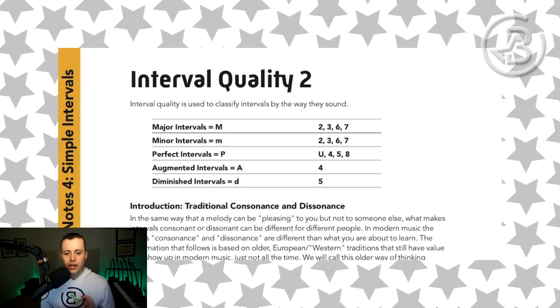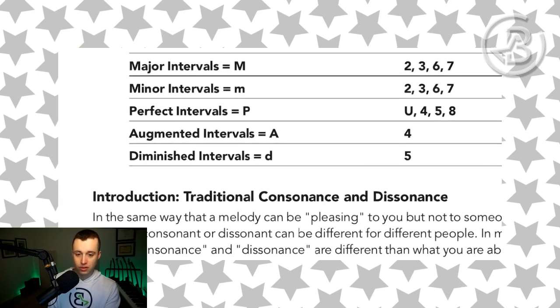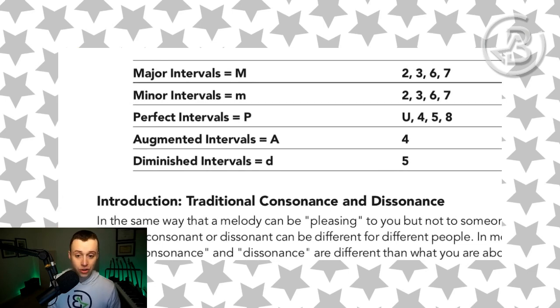In this lesson, we are going to do a deep dive into interval quality, understand a little bit more about the history and why we have all these different qualities and all these different names for the qualities of intervals, as well as review which types of intervals can get which qualities. So, major intervals. The abbreviation for major is going to be a capital M. Whenever you see the capital M for an interval, you know it's a major interval.